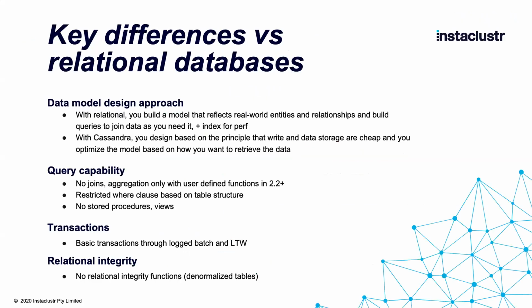So what are the key differences between relational databases and Cassandra? Essentially, you have a data model design approach. In a relational database, you build a model that reflects real-world entities, then you build queries to join the data as you need it, and then you add more indexes. With Cassandra, your design is based on the principle that writes and data storage are cheap, and you optimize the model based on how you want to retrieve the data.